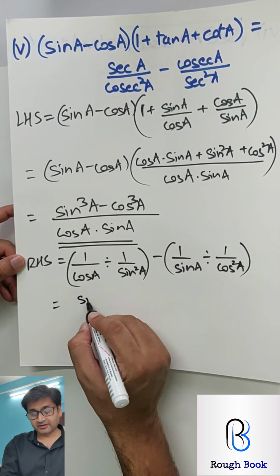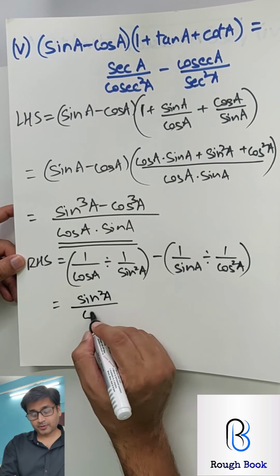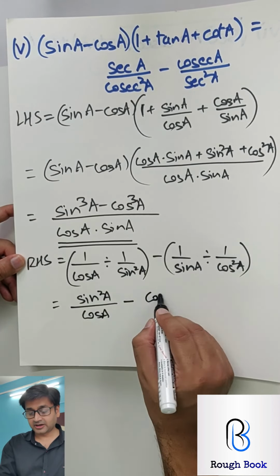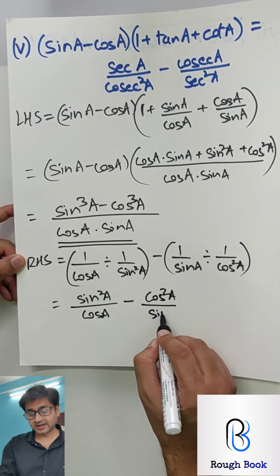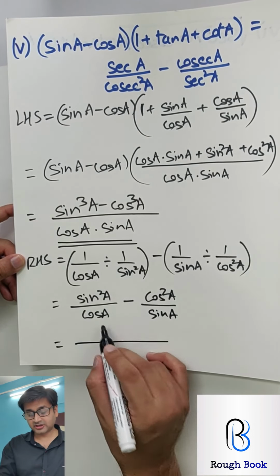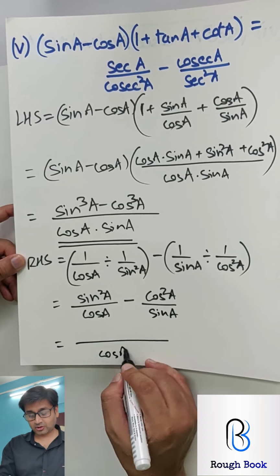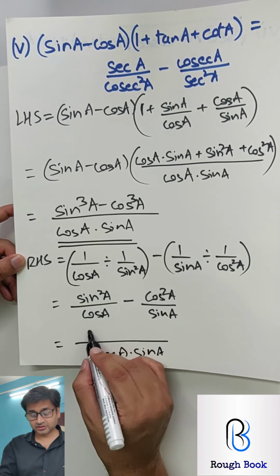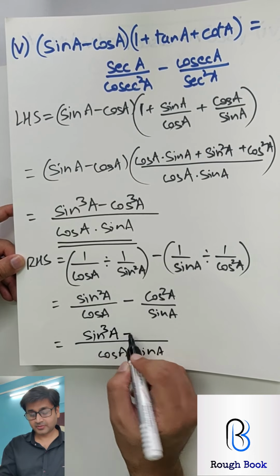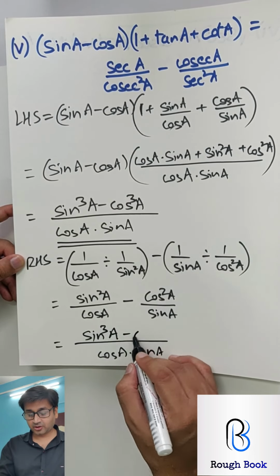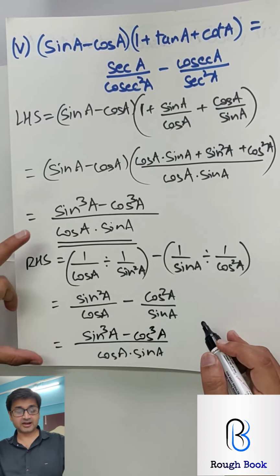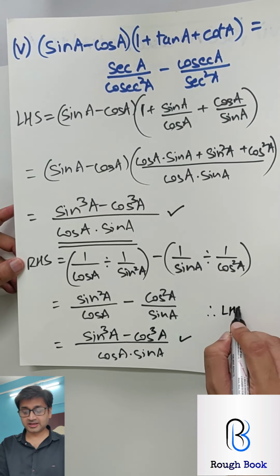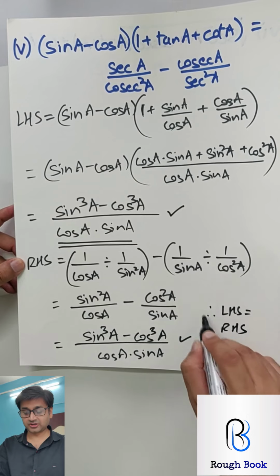So this will go on top and I will get sine square upon cos A, minus this again will go up, so I will get cos square upon sine A. I take the LCM as cos A sine A. So cos A into sine A. Cos A cancels, sine A into sine square will give me sine cube. Sine A cancels, cos A into cos square will give me cos cube. Did that match? See this part and this part, and therefore we can say LHS is equal to RHS.